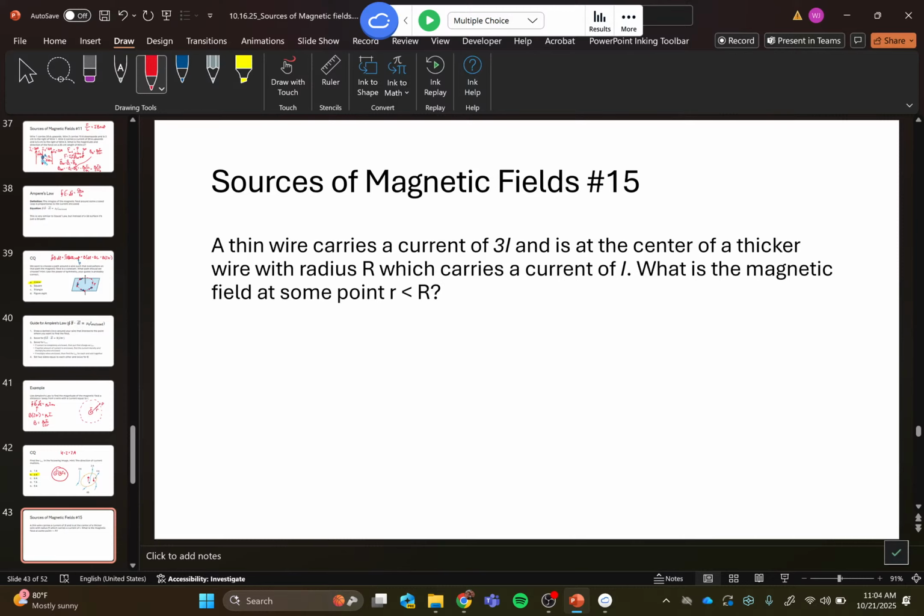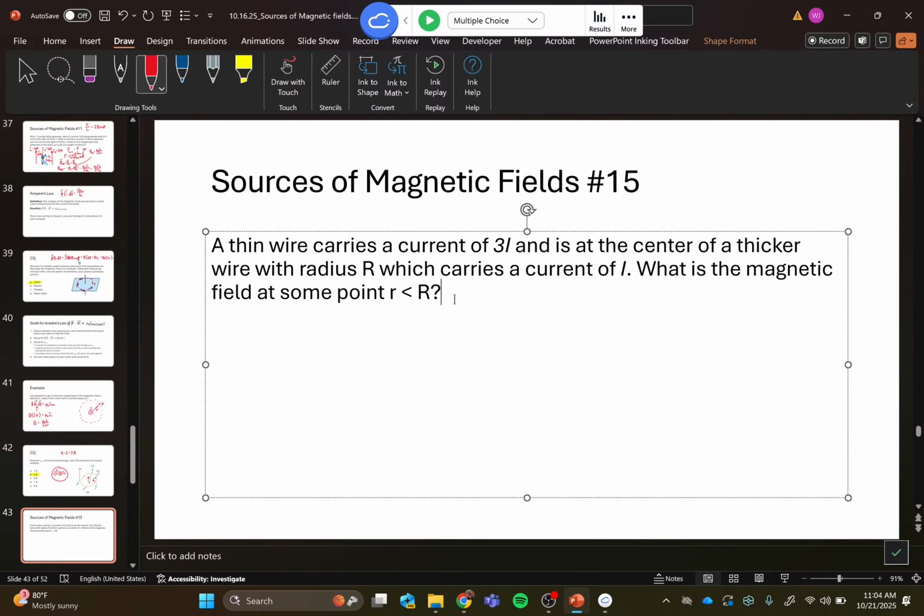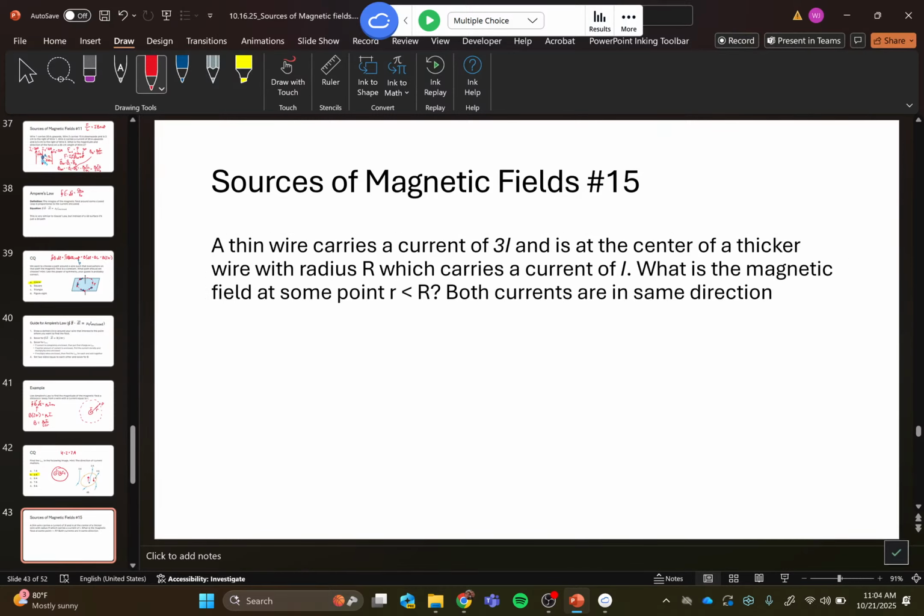A thin wire carries a current of 3I and is at the center of a thicker wire with radius R that carries a current of I. What is the magnetic field at some point r less than capital R? Let's draw a picture of this and let's assume, it should have specified, both currents are in the same direction. I need to specify that. Generally, if it's not specified, you can assume.